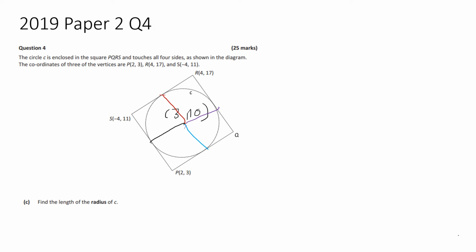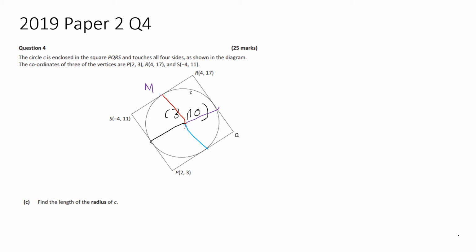So I know that the center is (3, 10), but I'm trying to find the length of the radius, and the only way that I'm going to be able to do that is if I know maybe the midpoint of S and R. If I know the midpoint here, then I could use the midpoint from M, and use the point of the center then to find the radius of the circle.